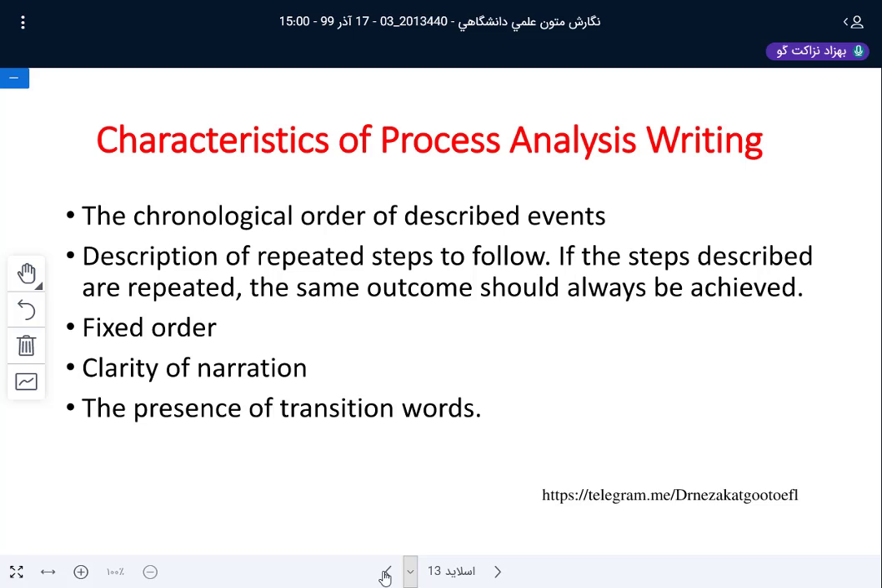Uh, Here we are going to talk about the characteristics of the process analysis writing. Thank you, Mashid. Let's ask Mehran. Yes, sir. Go on, please, Mehran.